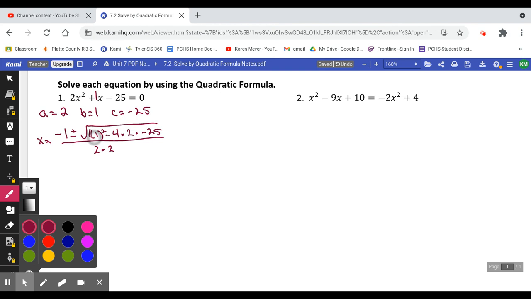Then this part that's under the square root, I'm not going to type the square root yet. I'm going to type the part that's underneath of it. So this part right here, let's type that into your calculator. So open your parentheses, 1, close your parentheses, squared, minus 4 times 2 times -25. And you should get the square root of 201. And on the bottom, 2 times 2 is 4.